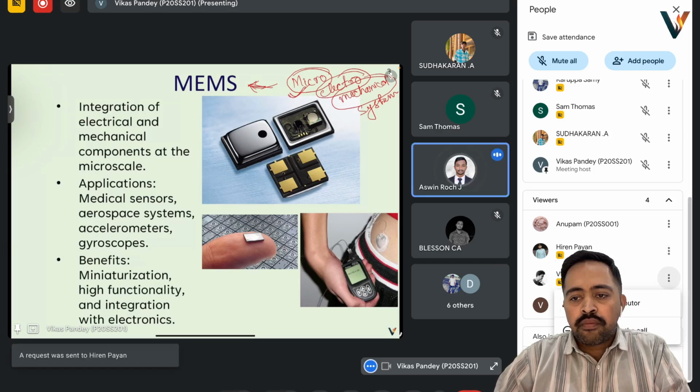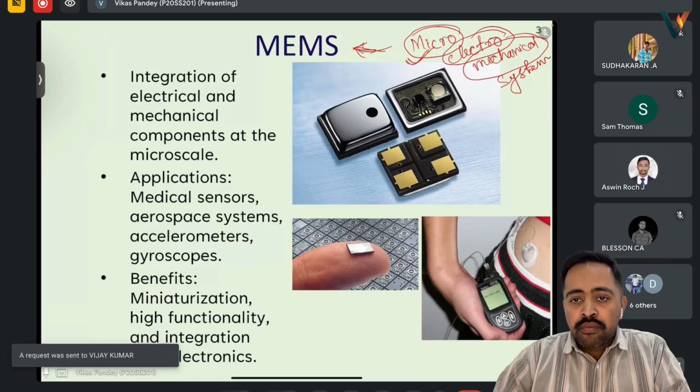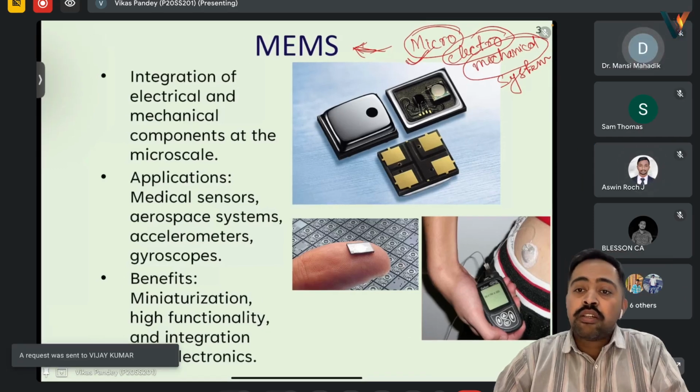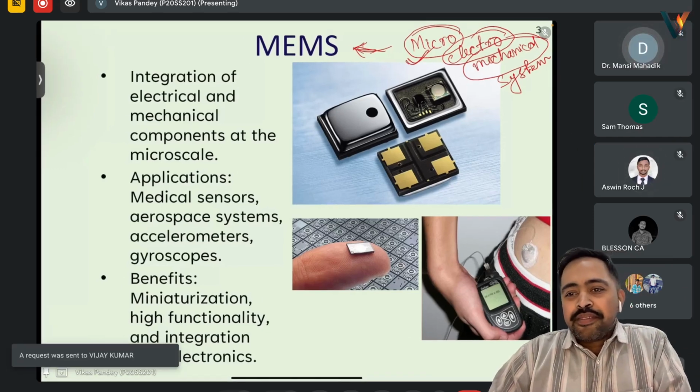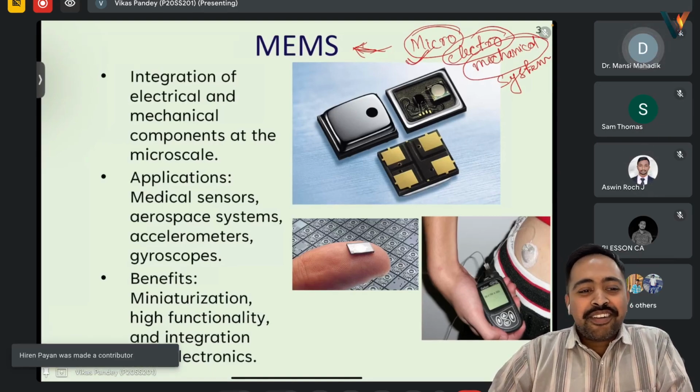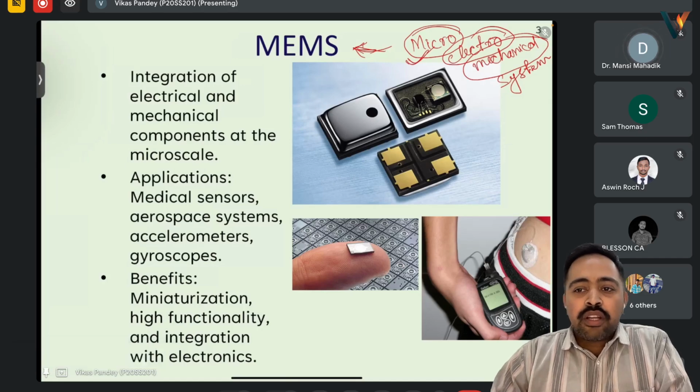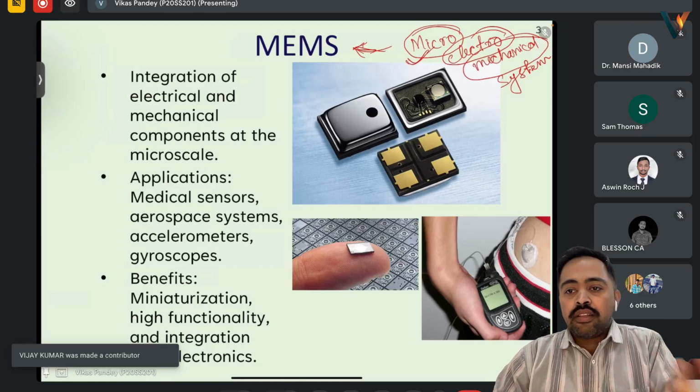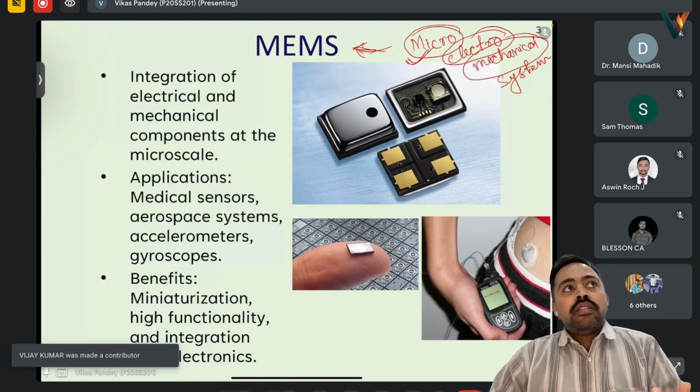Sir, things which are in a dimension of 10 to the power minus 6. What? Kilogram or what? We are talking in terms of dimensions. So length, right? 10 to the power minus 6 meters.